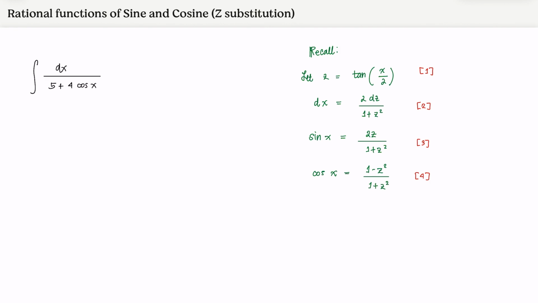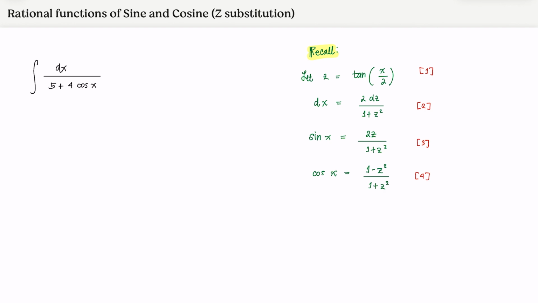Today we're going to learn integrating rational functions of sine and cosine using the z-substitution. But before going further, we have to recall some things which you probably have discussed in class. In z-substitution, we let z be equal to the tan of x over 2, and that implies that dx will simply be 2dz over 1 plus z squared.